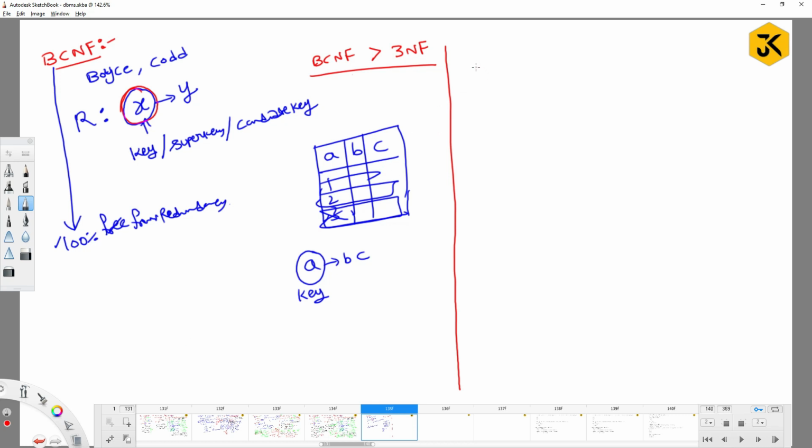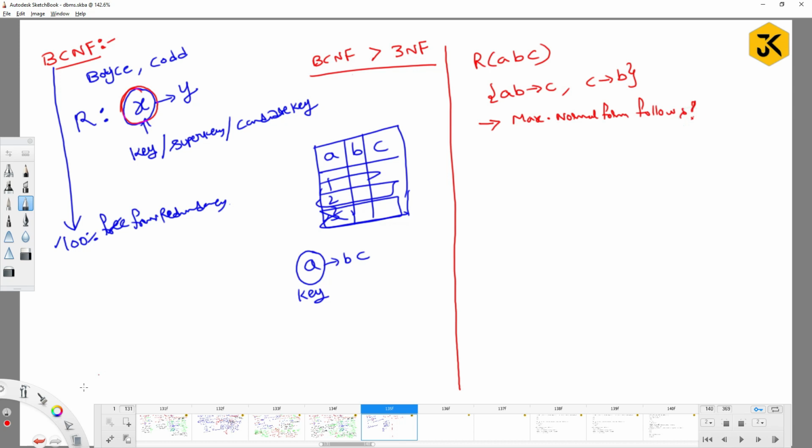Okay, so take this example. Let me have R of ABC. The FDs are AB determines C, C determines B. So can you tell what is the maximum normal form it is following?